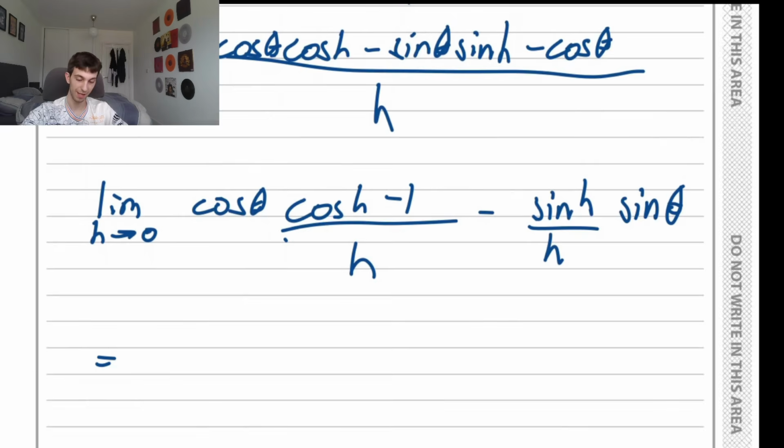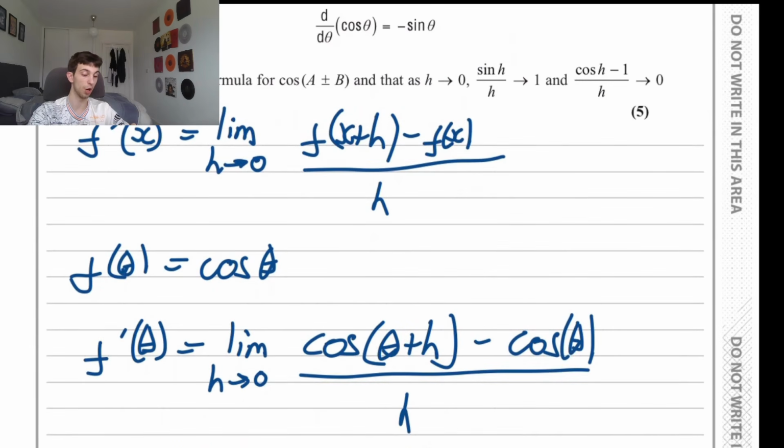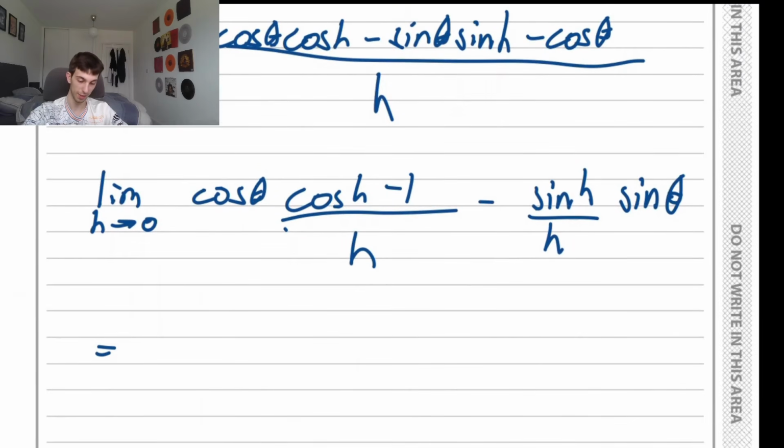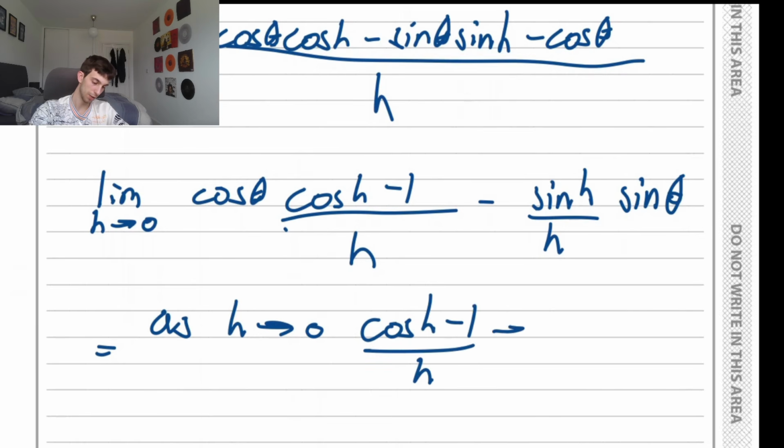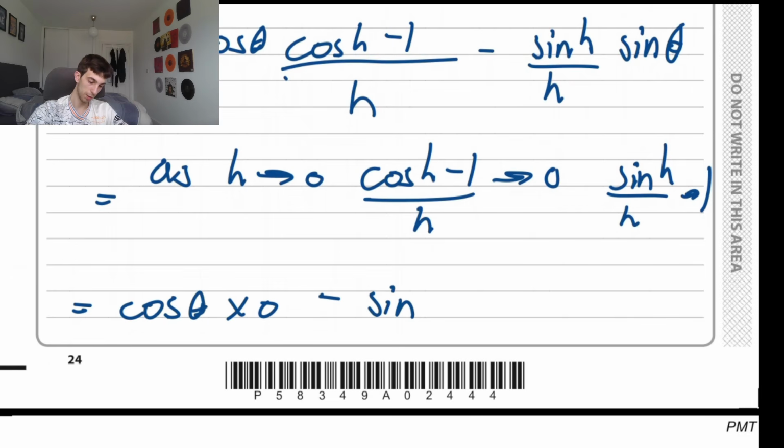So we take the limit as h tends to 0. So cos h minus 1 over h tends to 0, and sine h over h tends to 1. We can actually write that out. We can say as h tends to 0, cos h minus 1 over h tends to 0, and sine h over h tends to 1. Perfect. Okay. So we take that limit. So what we're left with is cos theta multiplied by 0, take away sine theta multiplied by 1.